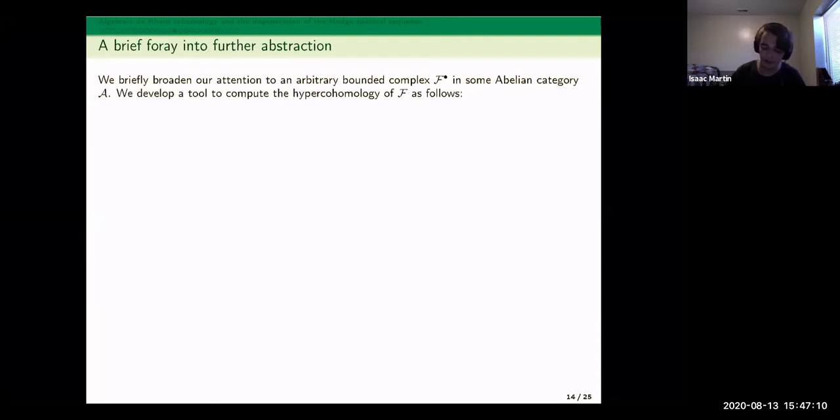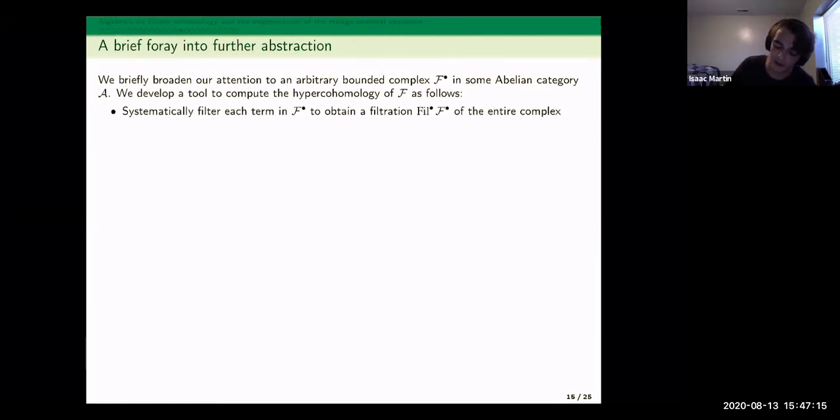So the first thing we need to do is systematically filter each term in this complex to obtain a filtration of the entire complex. What I mean by that is, because this is a bounded complex, we're able to start at some index.